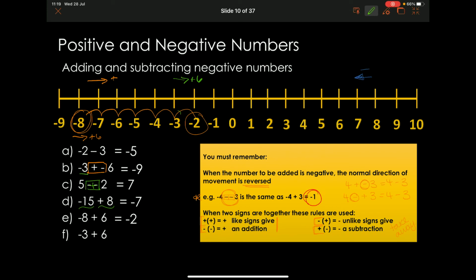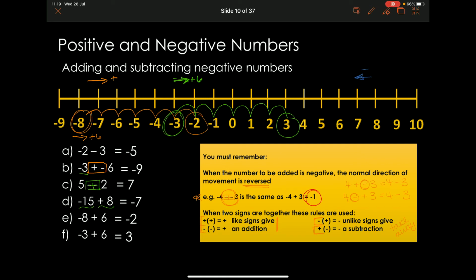So if we're here at minus 3, and again, we're adding 6, going that way. 1, 2, 3, 4, 5, 6. Giving us an answer of 3. All right. So I hope that was a bit more understandable.